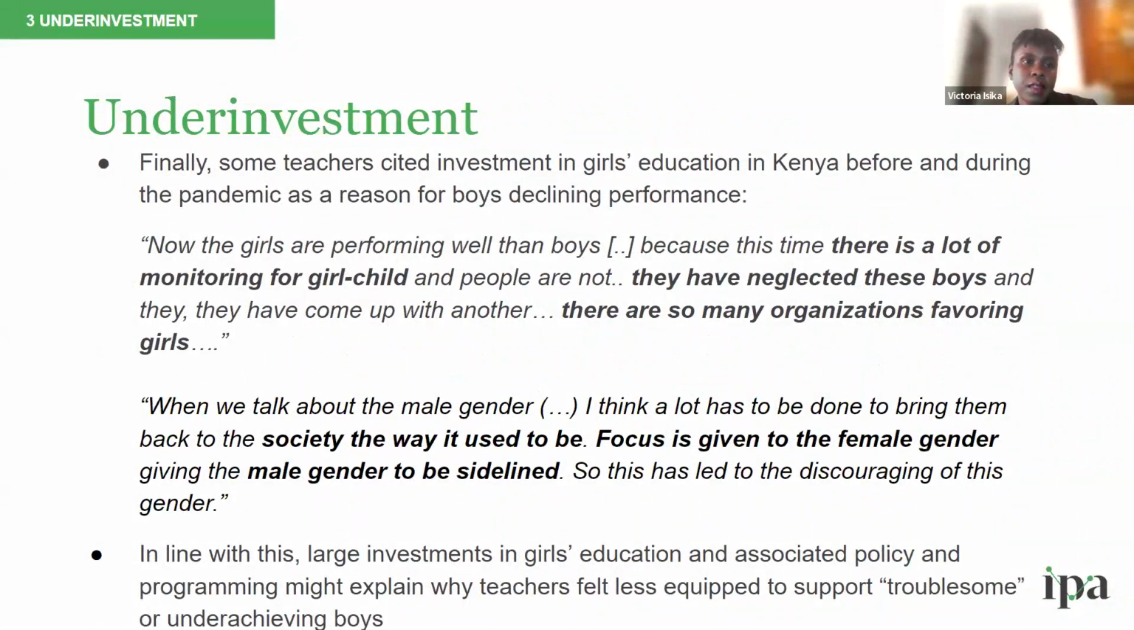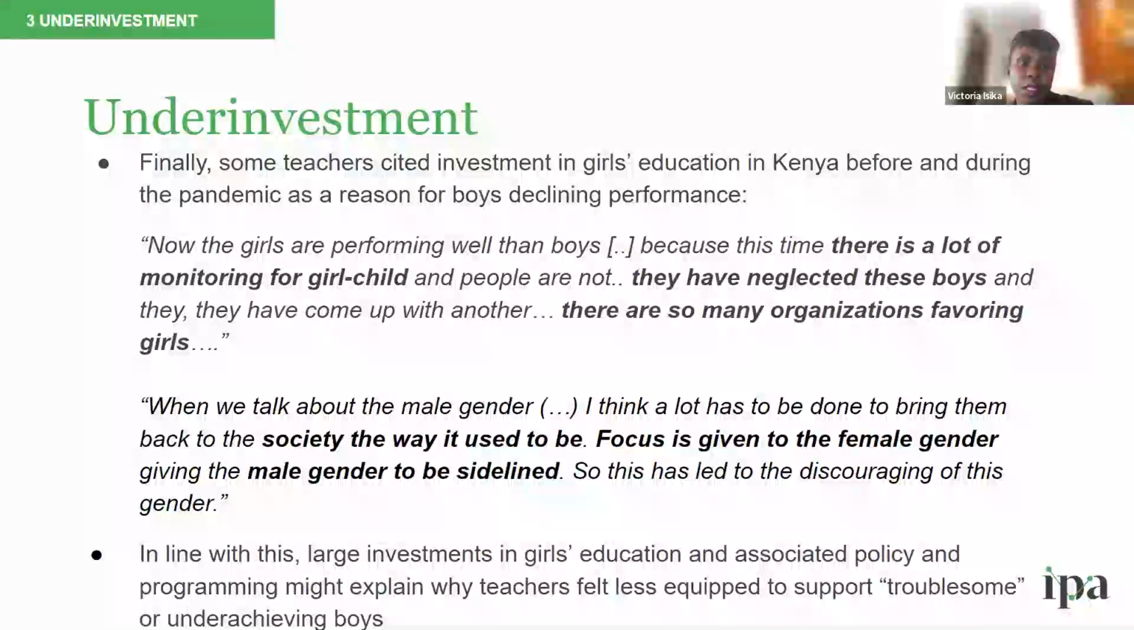So on to our third pillar or theory. Some teachers in our sample were able to cite that investment in girls' education in Kenya before and during the pandemic was a reason as to why boys were declining academically.